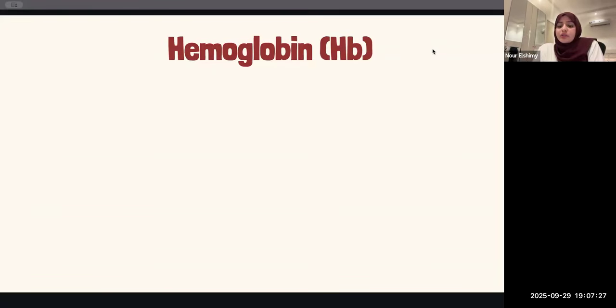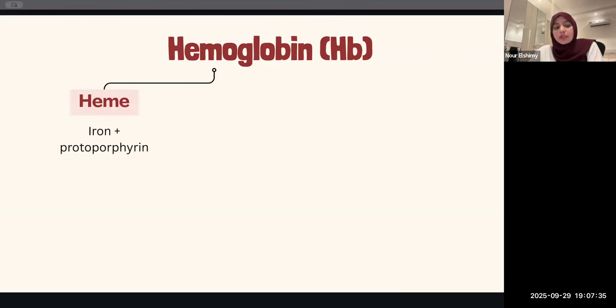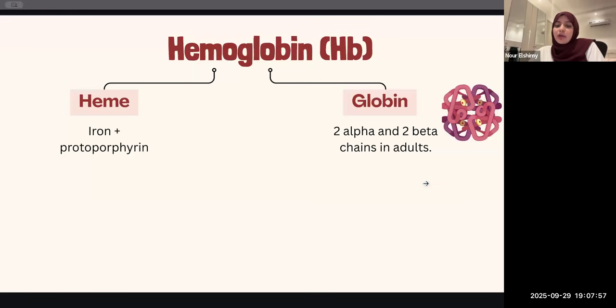As the word tells you, it's divided into heme and globin. Heme is basically iron plus protoporphyrin. We know iron, it's a nutrient, it's a mineral, okay? And protoporphyrin is basically the base ring structure that iron attaches to form the heme, all right? Then the other component is globin. This is the protein part of the hemoglobin, and it's composed of 2 alpha and 2 beta chains, which attach to heme, and then they form the hemoglobin that transports oxygen.